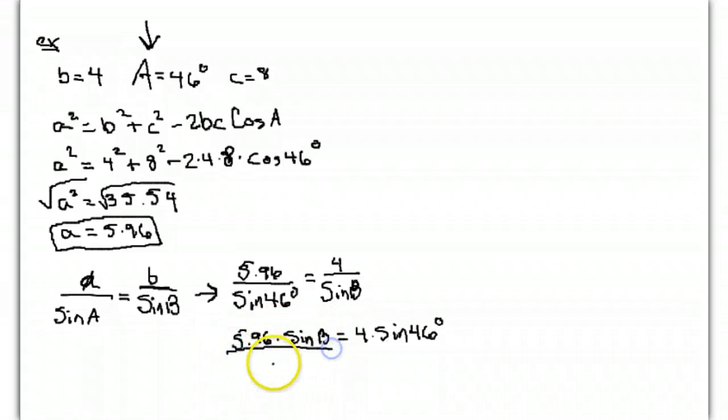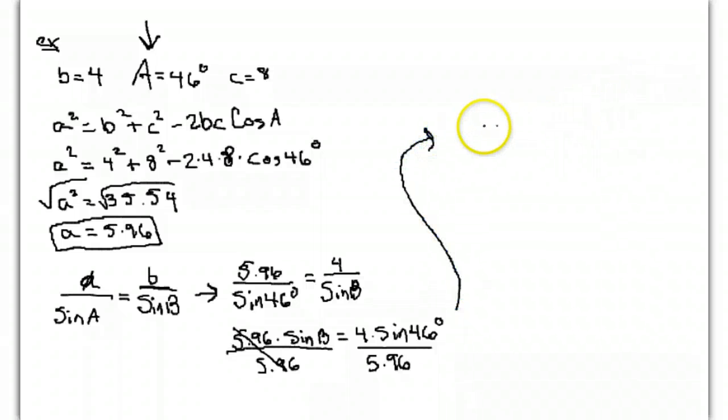Okay, since we want B, we want to get rid of everything on this side. So what I'm going to do is I'm going to divide by 5.96 so that I can get rid of it over here and move it to this side. And so right now I have sine B equal 4 times the sine of 46 divided by 5.96. So when I plug that in my calculator, or somebody can plug it in, the way you plug it in is you do 4 sine 46, hit equal, figure out what that is, and then divide it by 5.96. It should give you a number that's less than 1. You should always have a number less than 1 when you're doing that.